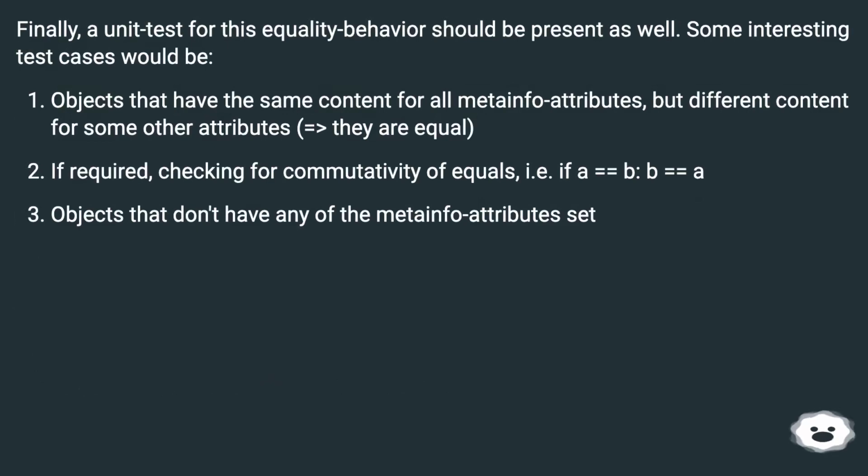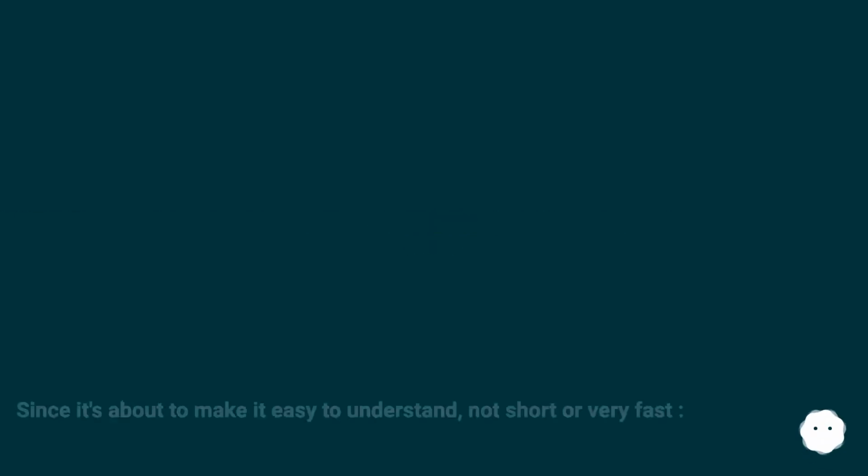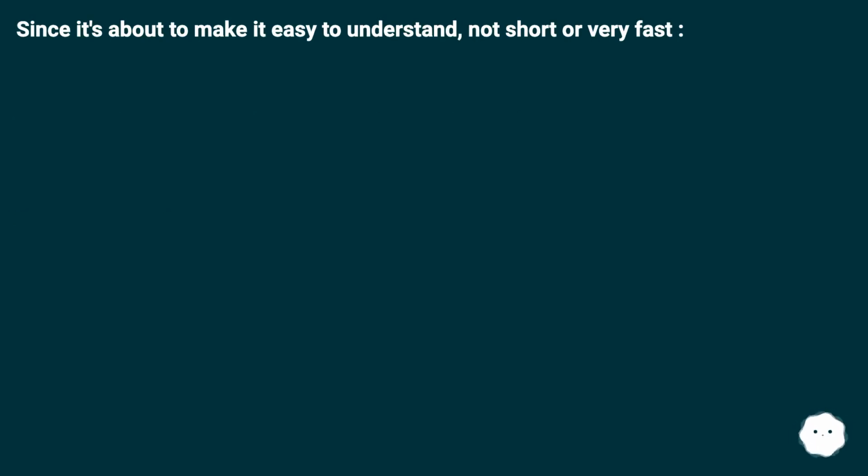Some interesting test cases would be objects that have the same content for all metainfo attributes, but different content for some other attributes, to check they are equal; if required, checking for commutativity of equals, i.e. if A equals B, B equals A; and objects that don't have any of the metainfo attributes set. Since it's about making it easy to understand, not short or very fast.